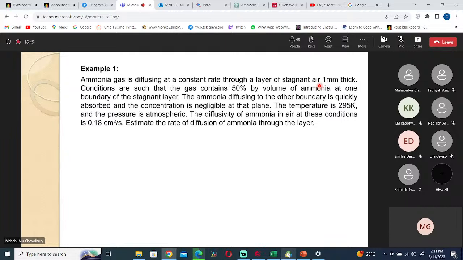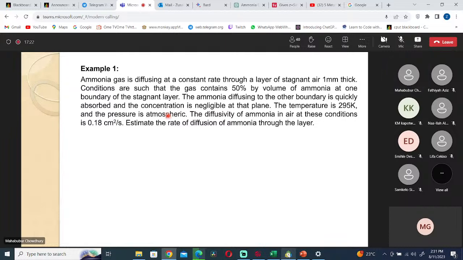The temperature is 295 Kelvin and the pressure is atmospheric. The diffusivity of ammonia in air at this condition is 0.18 square centimeter per second. Now estimate the rate of diffusion of ammonia through the layer. So we need to calculate our rate of diffusion of ammonia through that layer. All we are asking you to calculate is your NA.